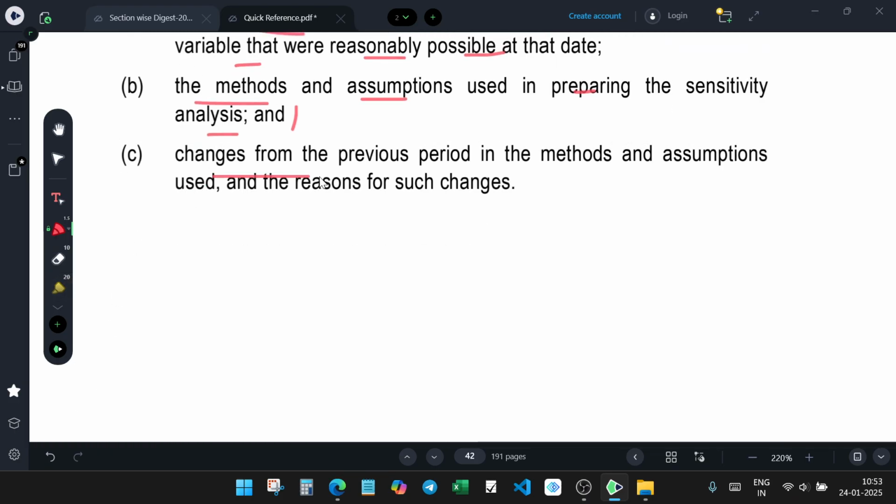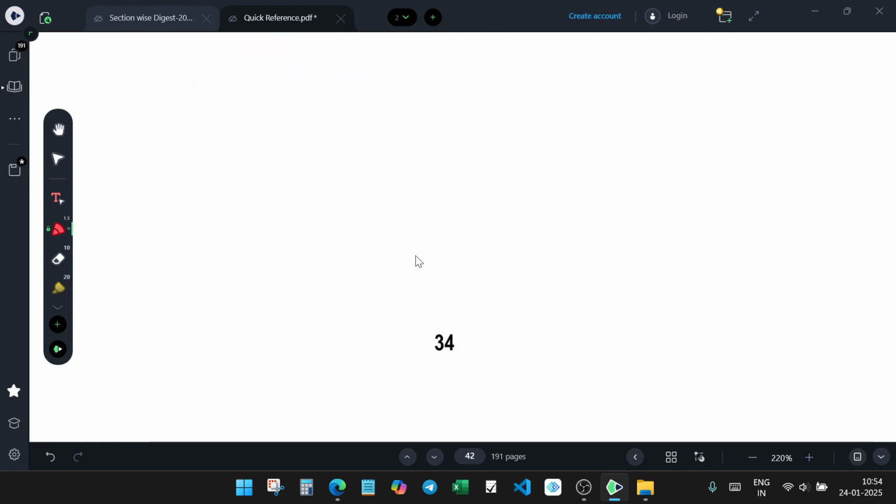Changes from the previous period in the methods and assumptions used, and the reason for the changes. In your previous year, you have followed one process. Right now, you are changing the process, not the accounting policy. Some kind of methods or assumptions you have changed. If that is the change, what is the reason you have changed? That you should disclose. That has been said.